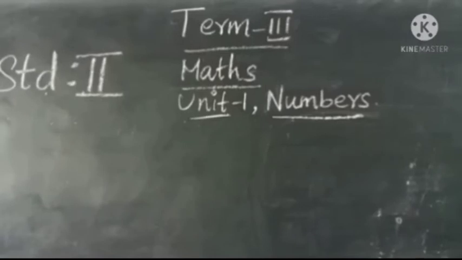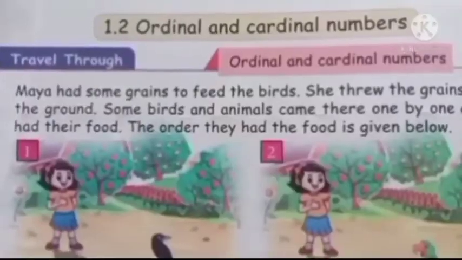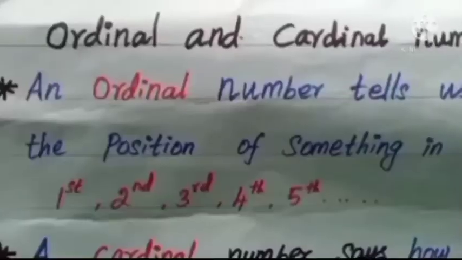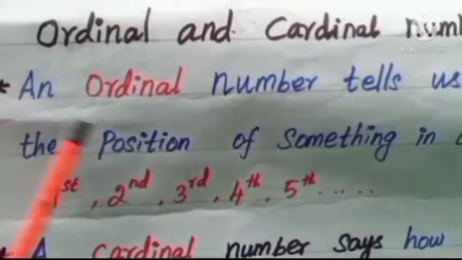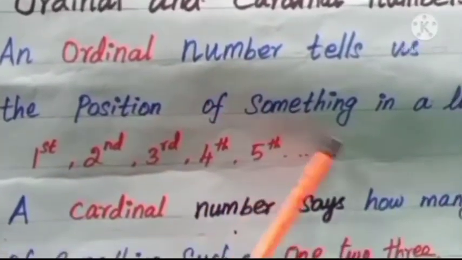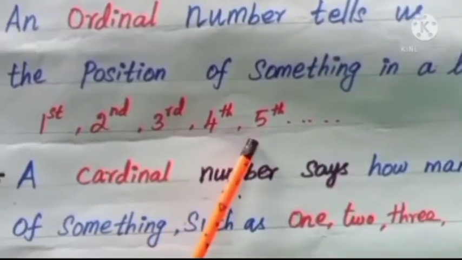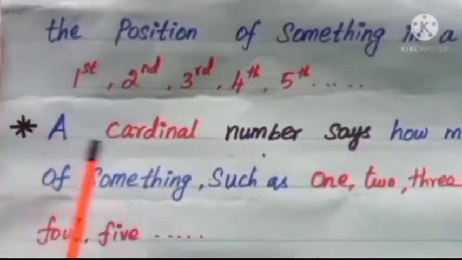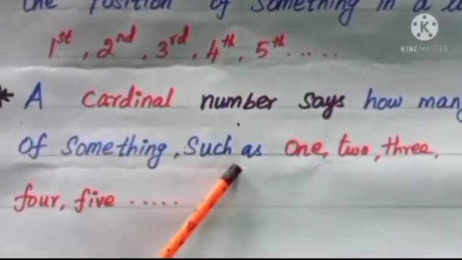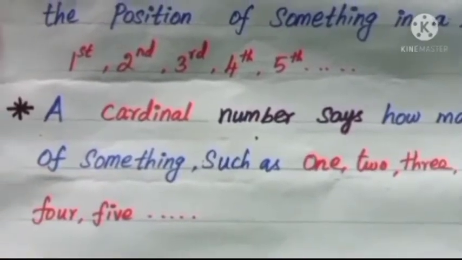Now we are going to see Term 3 Maths for 2nd Standard, Unit 1, Numbers. 1.2 Ordinal and Cardinal Numbers. Children, an ordinal number tells us the position of something in a list: first, second, third, fourth, fifth, and so on. A cardinal number says how many of something, such as 1, 2, 3, 4, 5, and so on.